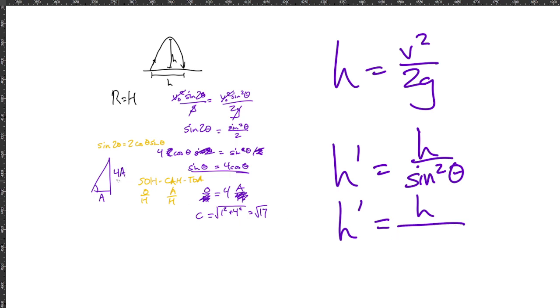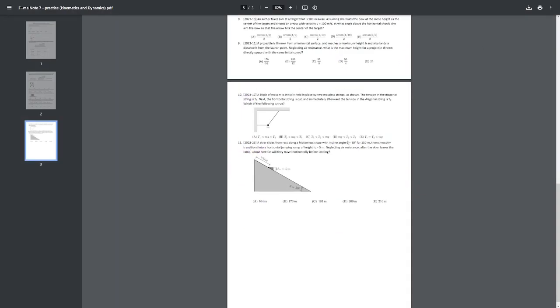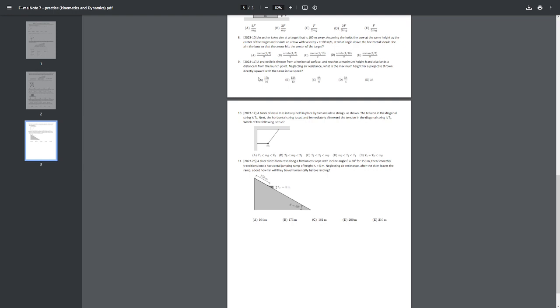remember how sine is going to be our opposite over our hypotenuse, which means that this is going to be opposite of 4 divided by hypotenuse, which is square root of 17, squared, which is equal to 17 over 16h. And if we go back to our worksheet, that is going to give us the wonderful answer of A.